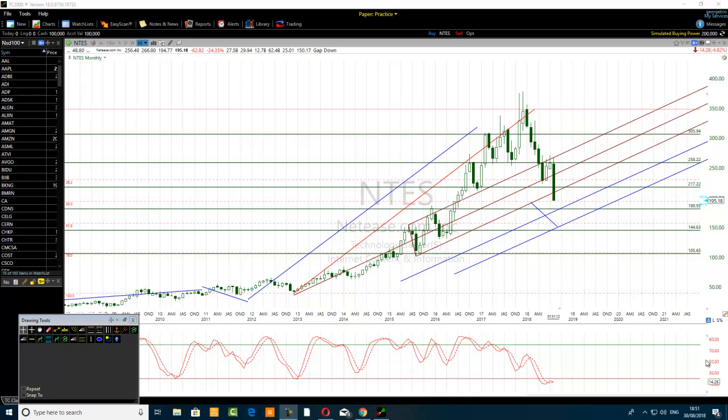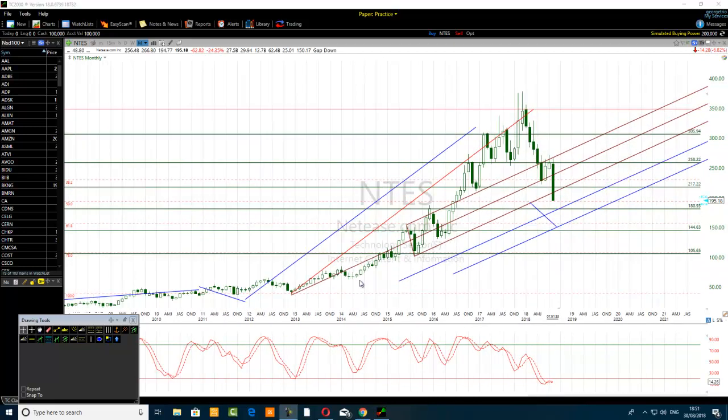Netease stock, Pitchfork tool trading tips. I'm on a monthly chart looking at Netease.com, NTES. So this is an American stock. All right, November Tango Eco Sierra. And we want to talk about Pitchfork tool trading tips and tricks.